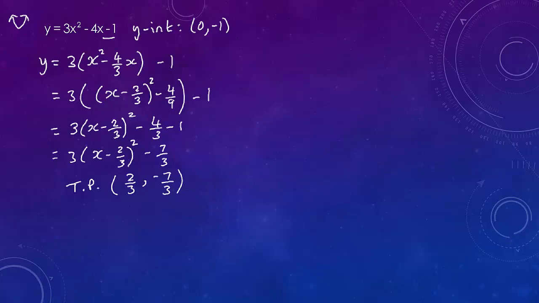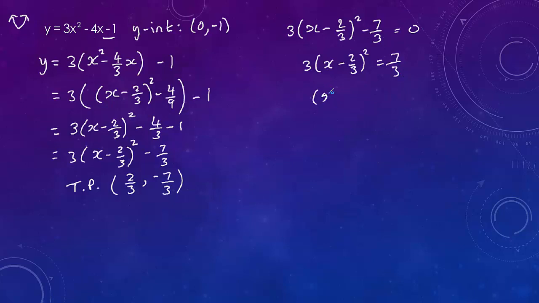Now suppose we did want x-intercepts here. We could use the quadratic formula or use this completed square form. Remember, we'd want to solve 3x squared minus 4x minus 1 equals 0 for the x-intercepts. So we've got 3(x minus 2/3) squared, take away 7/3, equal to 0. So 3(x minus 2/3) squared would be equal to 7/3. So (x minus 2/3) squared would be equal to 7/9. Just divide both sides by 3.